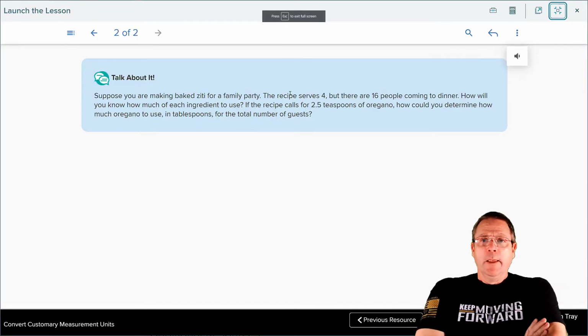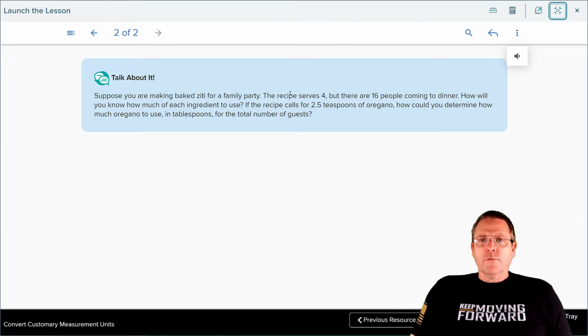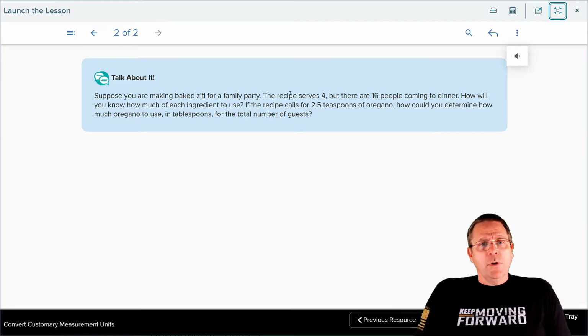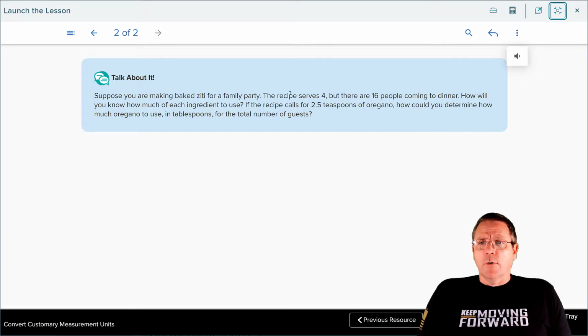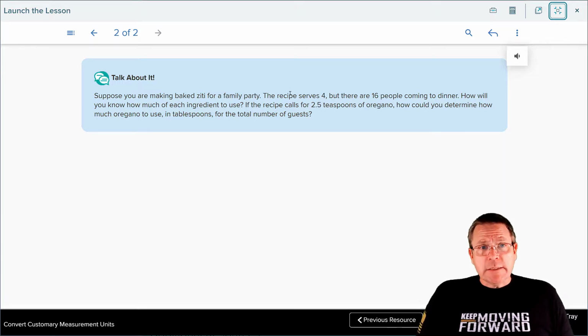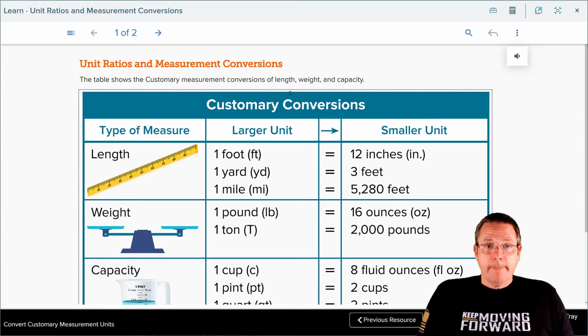The recipe calls for 4 servings, but there's 16 people coming to dinner. How will you know how much of each ingredient to use? If the recipe calls for 2.5 teaspoons of oregano, how could you determine how much oregano to use in tablespoons, for example, for the total number of guests? This is the whole point of this lesson. This is a real-world use of what we're going to be learning in this lesson today and tomorrow.